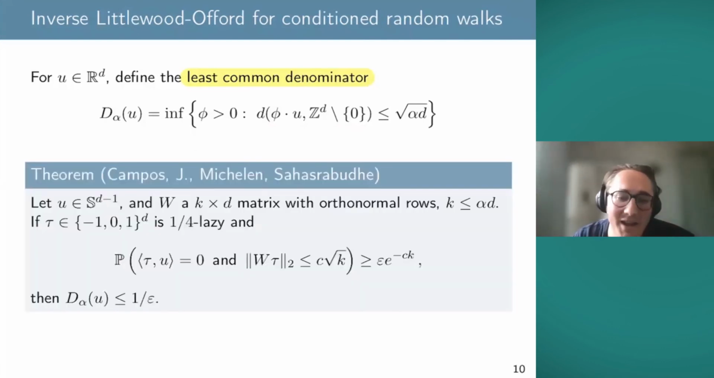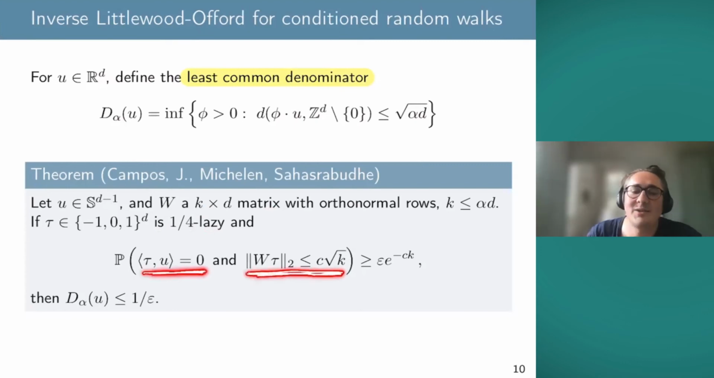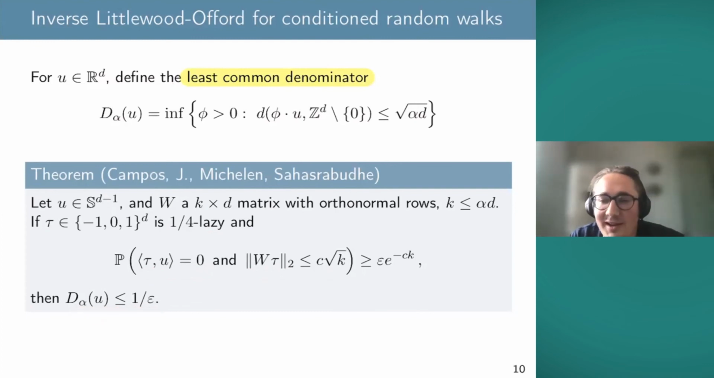And so a big step towards bounding this probability that I mentioned before is this new inverse Littlewood-Offord result that lets you say the following. Suppose W is a matrix with orthonormal rows, and tau is like a row of my matrix H. Here, 1/4 lazy means it's 0 with probability 3/4, plus or minus 1 with probability 1/8 each. If not only this probability is large, but this probability and some funny extra conditions, so this is like a random walk with a bunch of soft constraints added to it, is large, then my least common denominator is small. So that's the additive structure.